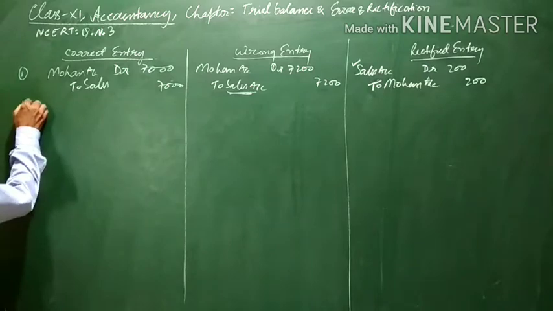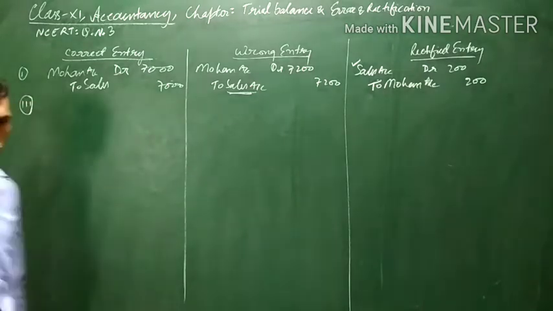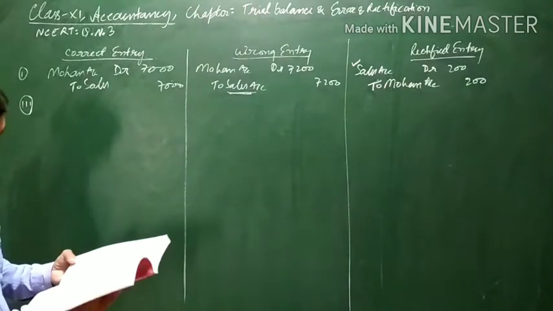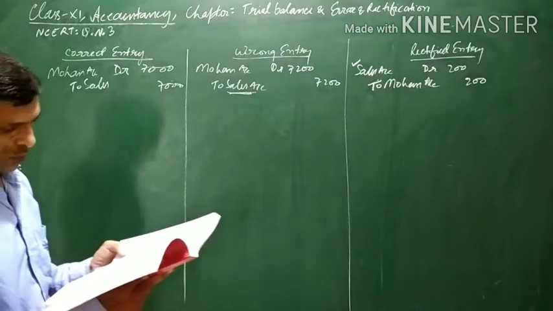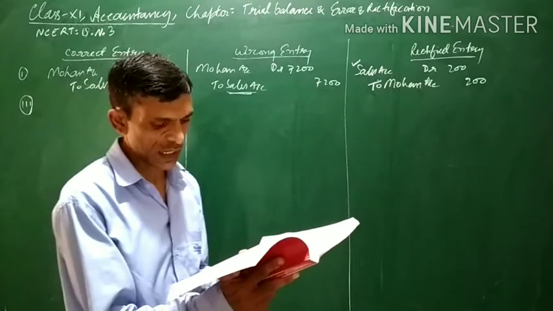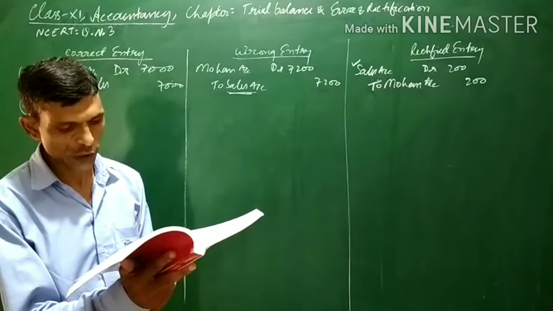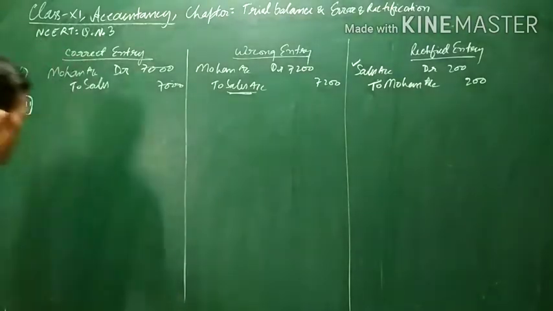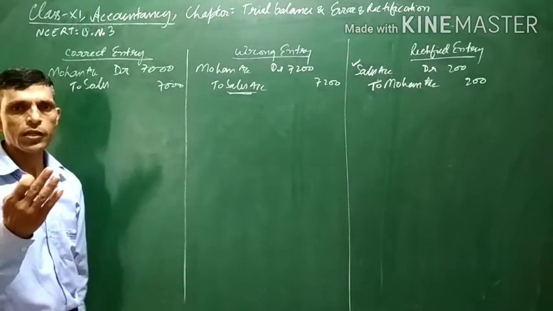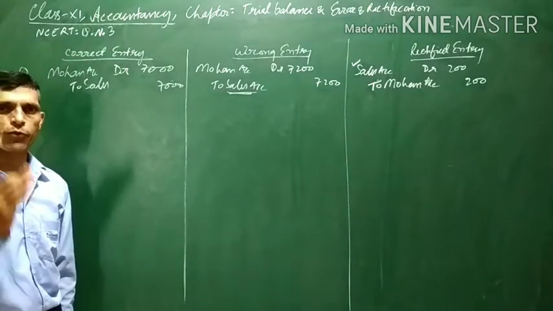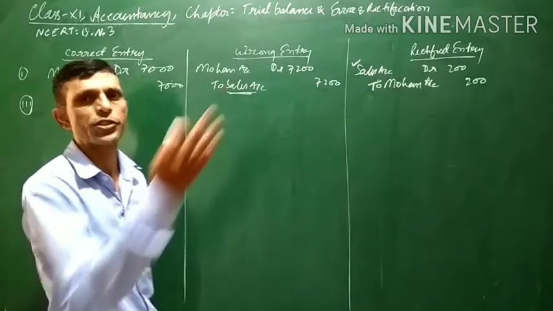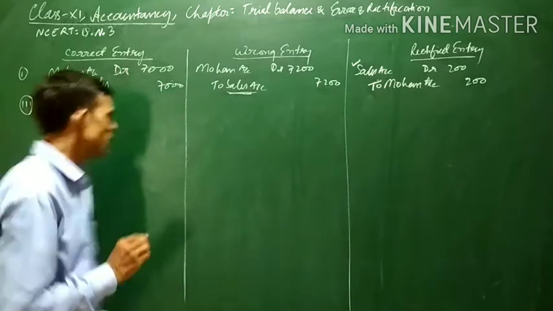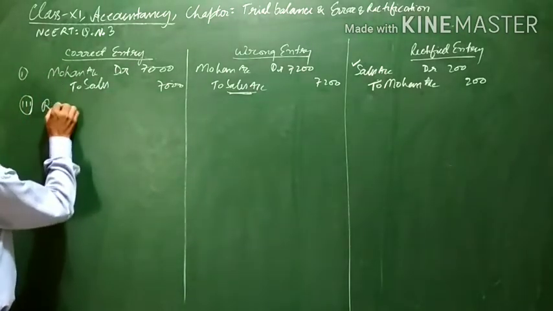Now we will be solving the third entry also, that is, the third entry under question number 3. Credit purchase goods returned to Rakesh 4,000 were recorded as 4,040. Goods had been returned to Rakesh. So goods had been returned, it means what will be returned? Whatever we have purchased, that will be returned. It means goods returned is what? That is purchases returned. So it has been returned to Rakesh.